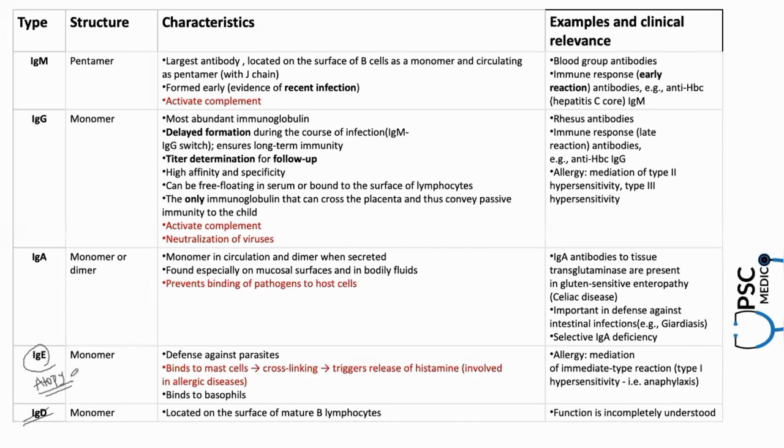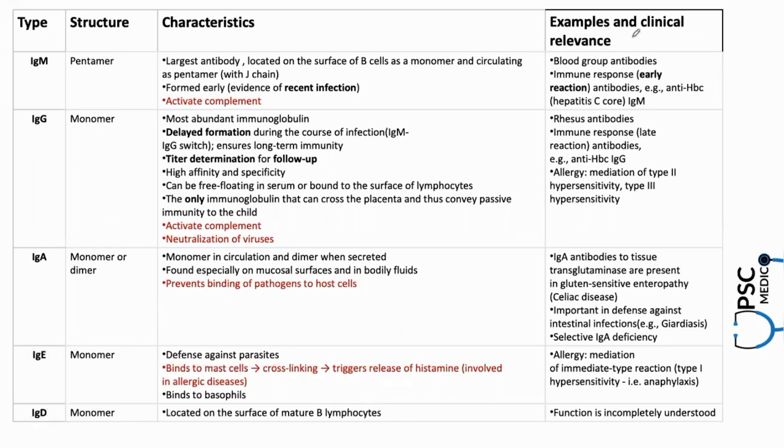And what does it do exactly? Its important function is defense against parasites. Whenever it is secreted, it binds to the mast cells, causes cross-linking, and releases histamine from the mast cells and the basophils. It helps in the release of histamine. This is the main function of IgE.